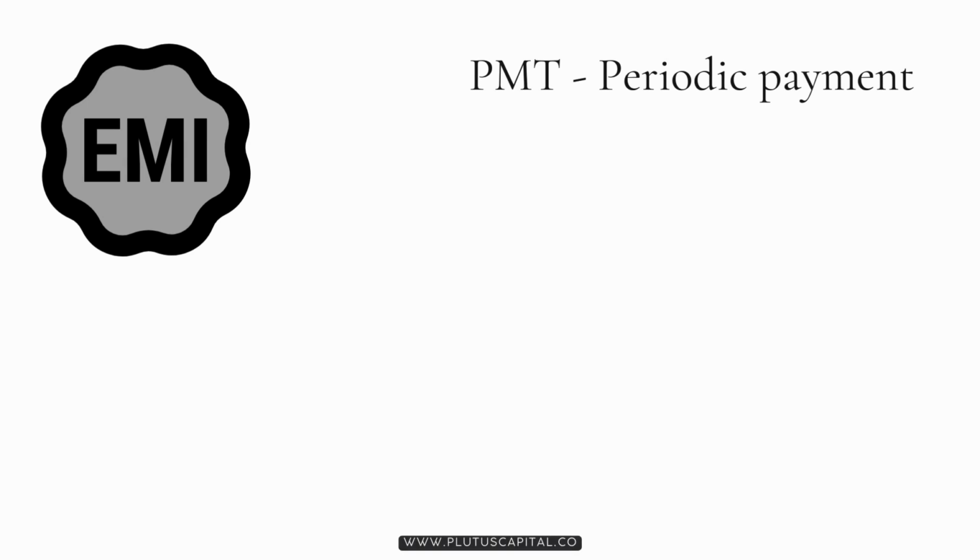Now the other important area is PMT or periodic payments. So far I discussed future value, present value and rate. But in the formula there is also PMT which is mentioned in Excel. PMT stands for any periodic payments. Let's say you're investing 1 lakh rupees today, but you're also investing say 10,000 rupees per month for the next 5 years. What is the value after 5 years? That is calculated using PMT.